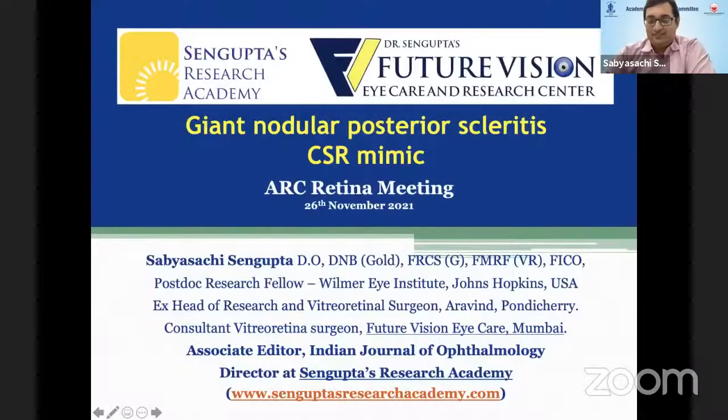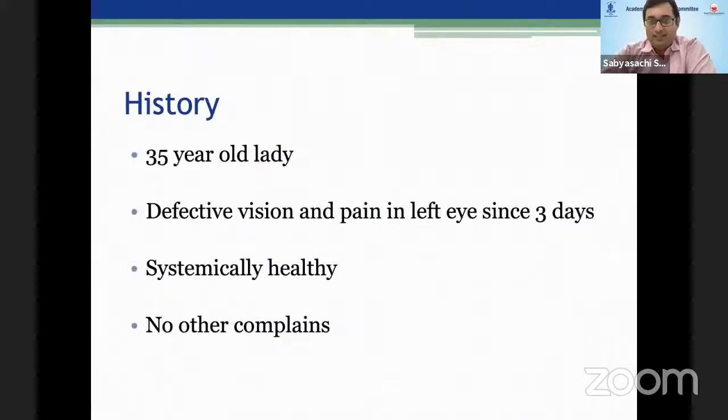Sorry, I'll just share my screen again. Very good evening to everyone. So I'll share an interesting case. We don't have a lot of time. So this was a 35-year-old lady. She had defective vision and pain in her left eye since the past 3 days. Otherwise, she was systemically healthy and she had no other complaints.